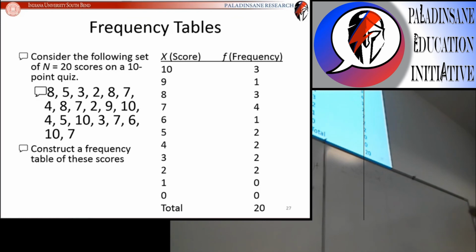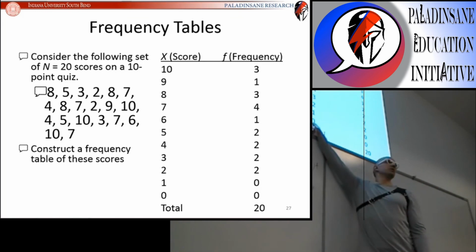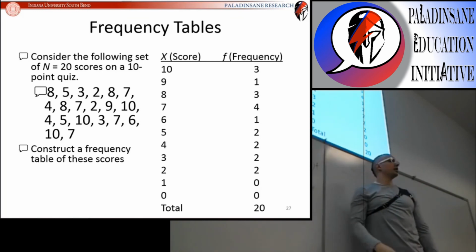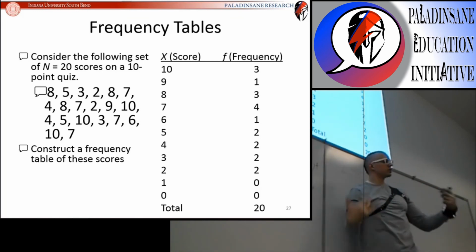So the sum of the scores is not just summing down this column here, because these are the possible scores. They're not the scores that people actually achieve, right? Nobody got a score of 0. Nobody got a score of 1. Those are not the scores. Those are the possible scores.